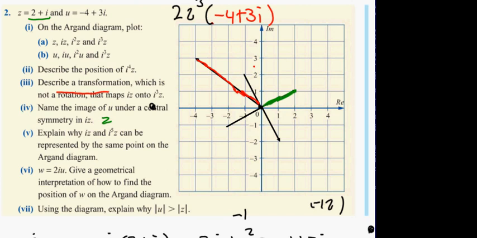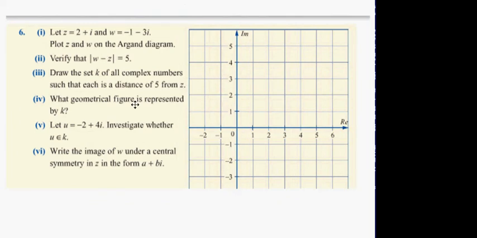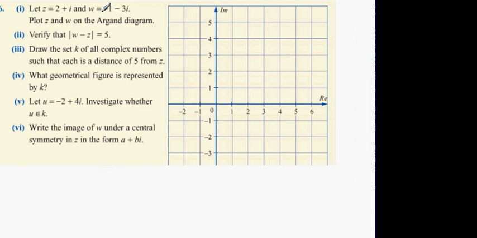We'll do one other one. Okay, number 6, and then I'll set you on your way. Now guys, let z be 2 plus i and w be minus 1 minus 3i. Plot z and w on the Argand diagram. 2 up, 1 across being z, and then minus 1 minus 3 being w. Is everybody with me at the moment?